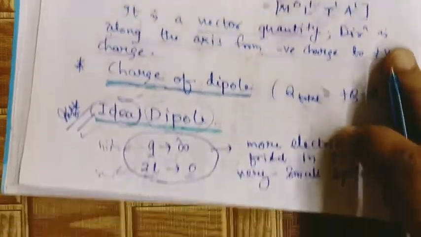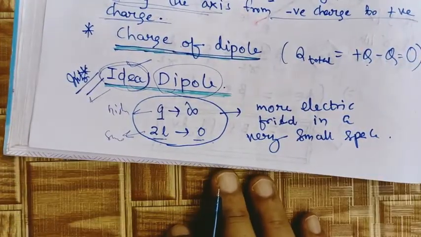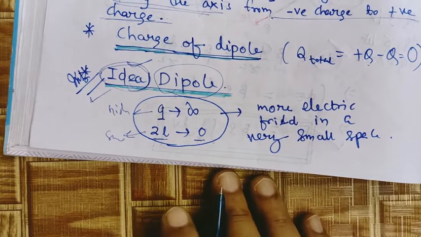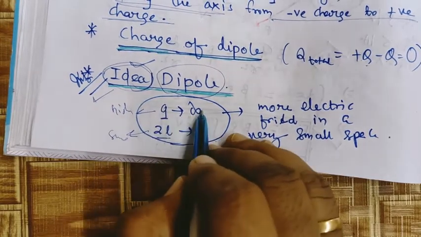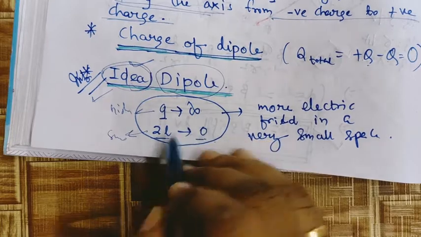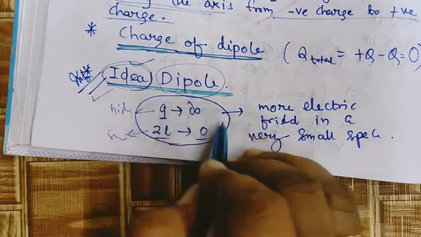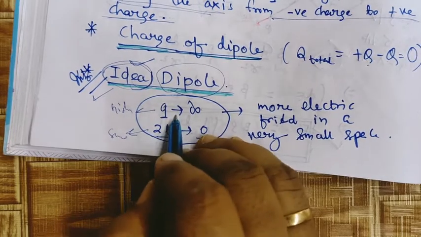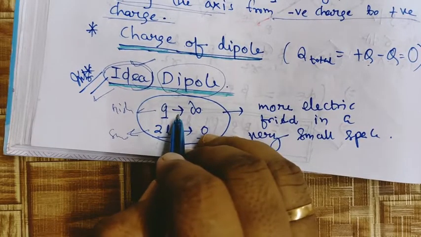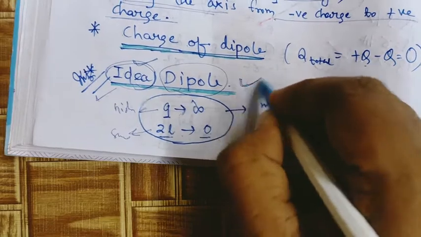That's why in the definition of the ideal dipole it is always written that the charge magnitude is so large, that means infinity, and the dipole length should be very small. That means within a very small space we get a large amount of electric field. This is the definition of an ideal dipole.